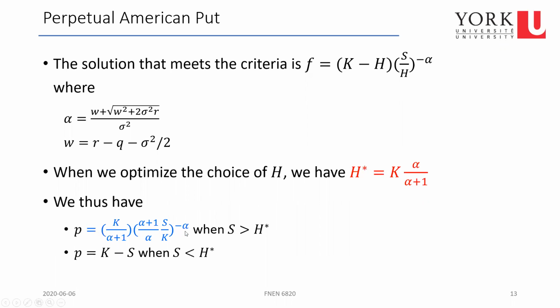Now, you can see that because alpha itself is positive, and we have a minus alpha, which will give us a negative power here, when S is approaching infinity, indeed this P will be approaching 0. So that means it satisfies the boundary condition that way.